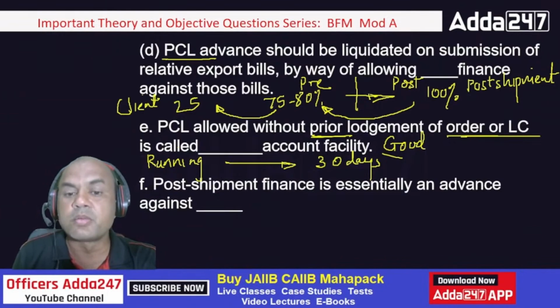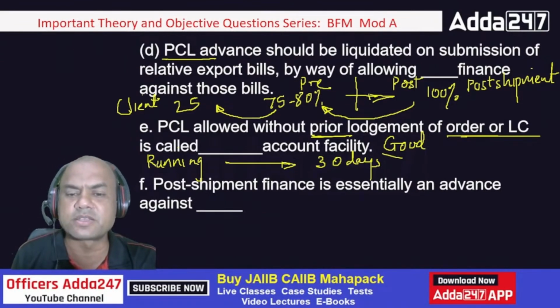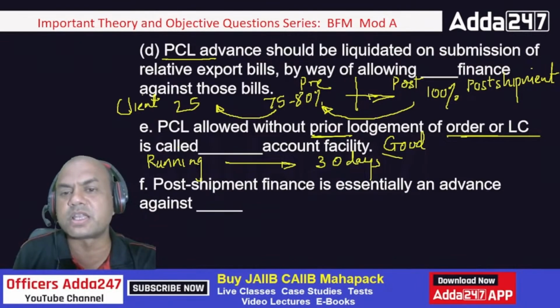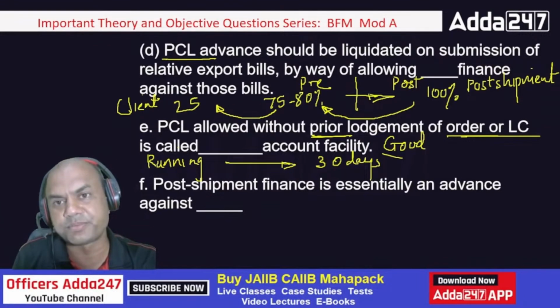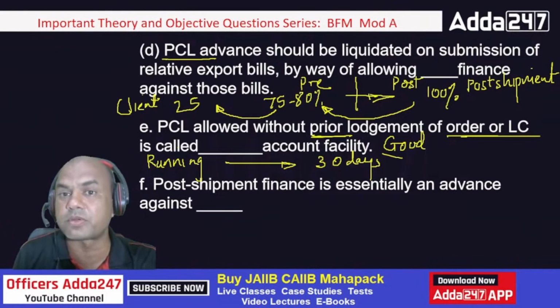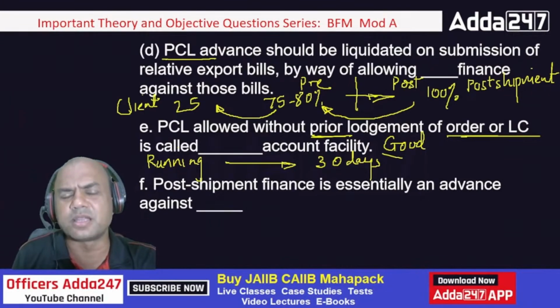Okay. Post-shipment finance is essentially an advance against what? Post-shipment finance is given against what? See this. What did I tell you over here in this question? Post-shipment means goods are shipped. Goods are shipped means I have sent the goods. Now I'll be receiving the money from this guy. So that person becomes what? Who is giving me the money? That becomes my debtor. Isn't it? That person becomes my debtor.